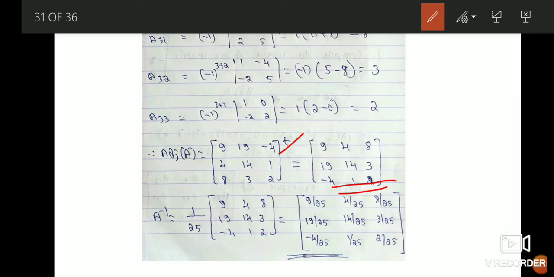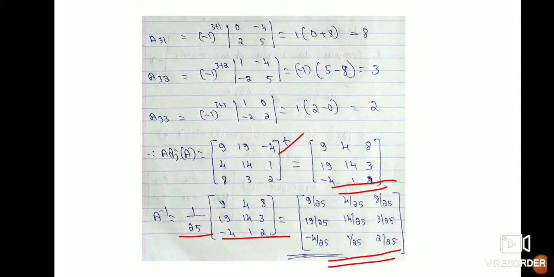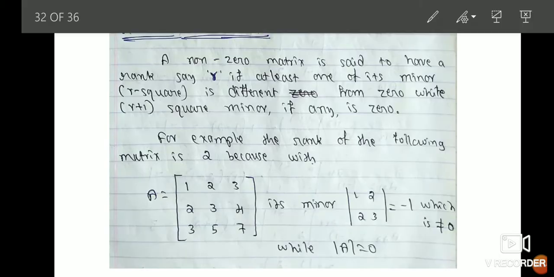Now we have the formula: A inverse is equal to adjoint of A divided by determinant. We already calculated the determinant as 25, so now we need the adjoint of A. The elements are 9, 4, 8, 19, 14, 3, minus 4, 1 and 2, then if you divide it by the determinant, that is 25, this is the final answer, A inverse. So once again, A inverse can be calculated by using the formula adjoint of A divided by determinant of A. Okay, consider now the rank of a matrix.